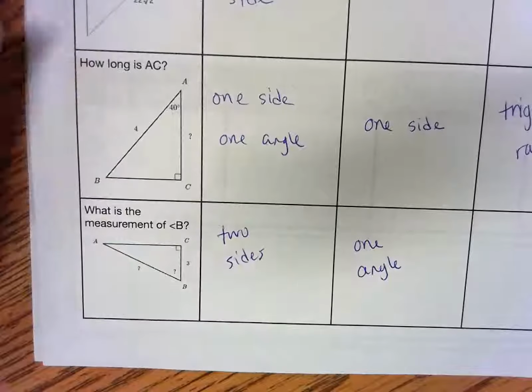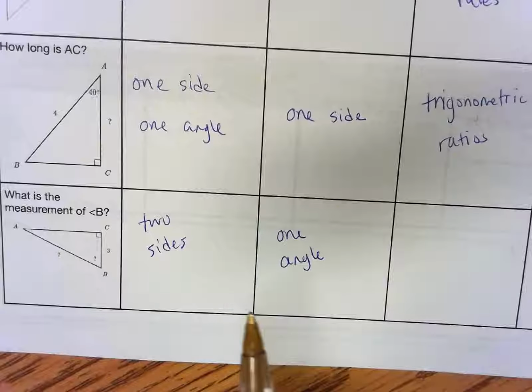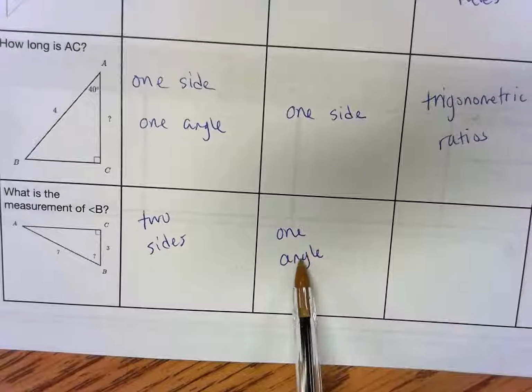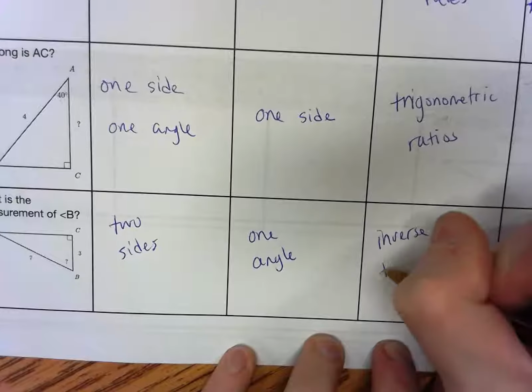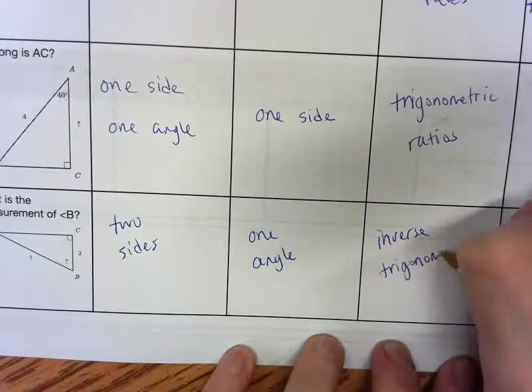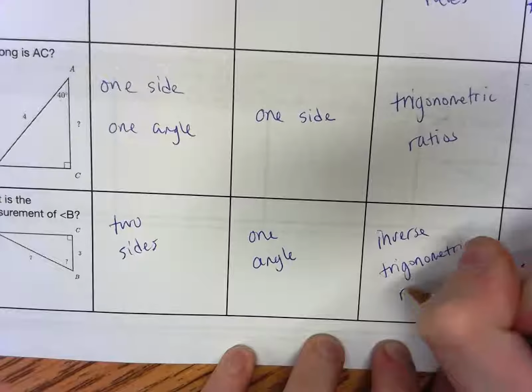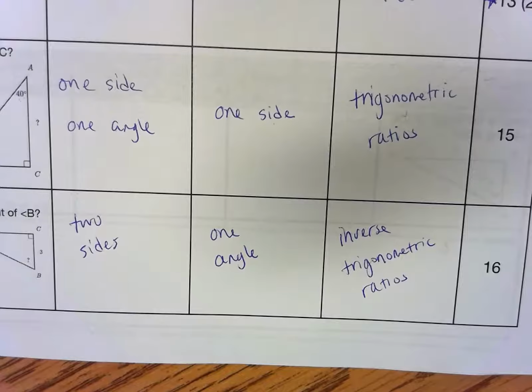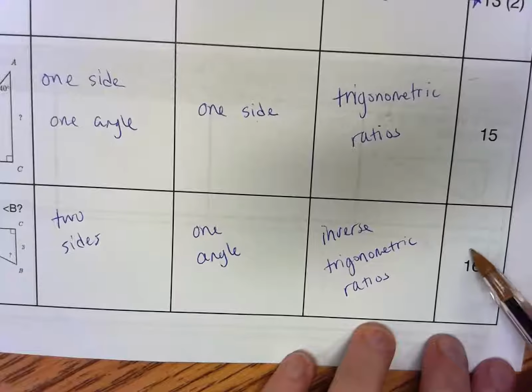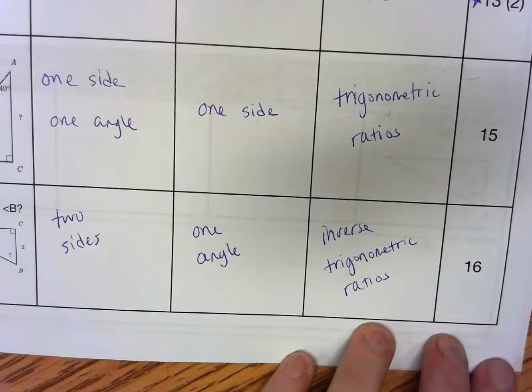We know from our cards that if we are given 2 sides and we're trying to find 1 angle, we need to use the inverse trigonometric ratios. If you get to this type of question and you're lost or stuck or confused, you can look at your notes from lesson 16. This is the one that we did on Monday of this week.